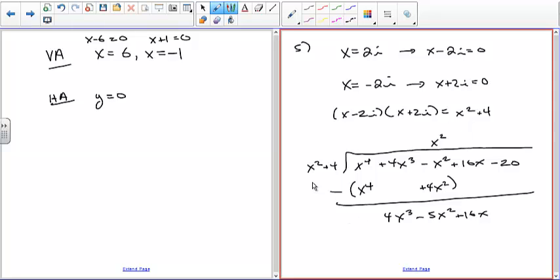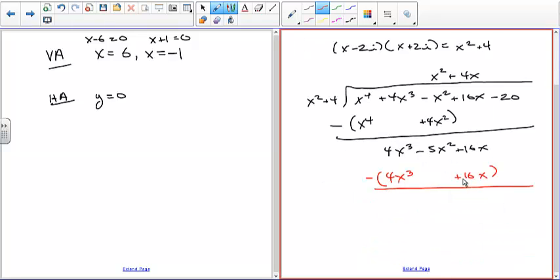So what do I need to multiply x squared by to get 4x cubed? The answer is 4x. So 4x times x squared is 4x cubed. 4x times 4 is 16x. And I subtract both of these, not just this one, but that one too. So this goes to 0. 16 minus 16, I get 0 there. And here I just bring it down. And then on the last thing I bring down the negative 20.